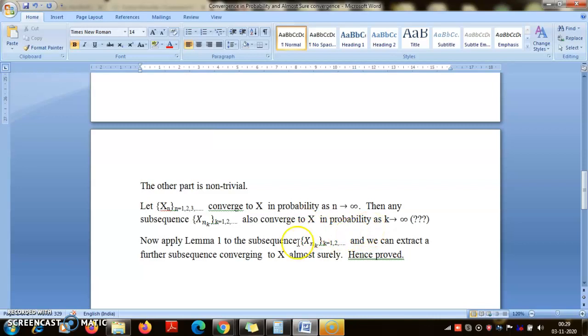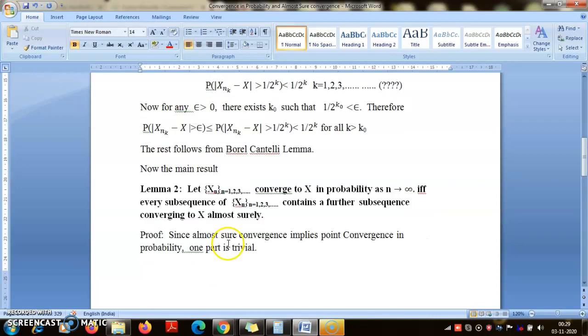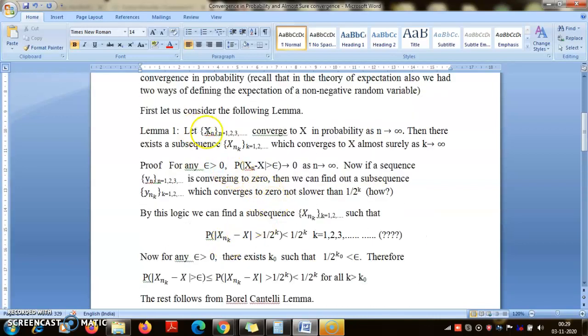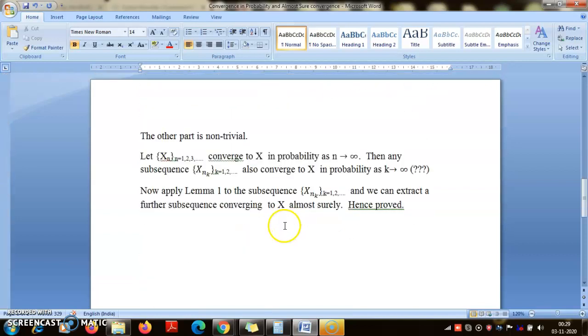And so now you just apply lemma 1, that means this result, to this subsequence. So now you have a subsequence x_nk which converges in probability to x. So by lemma 1 I can extract a subsequence of this sequence which will converge to x almost surely. Hence the result.